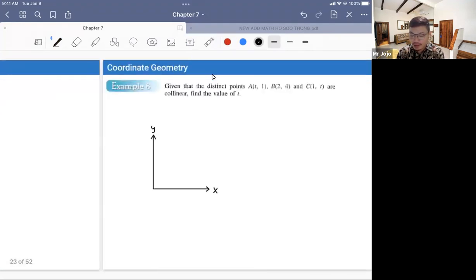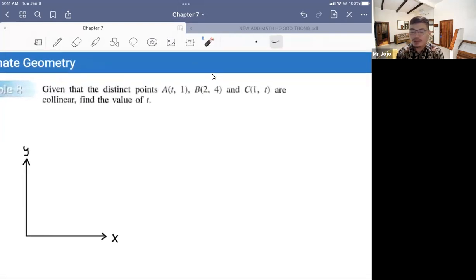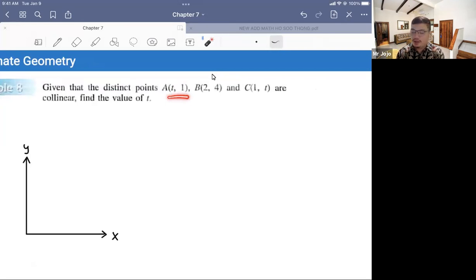Now let me jump to number 8. Let's have this question. Given that the distinct points A at T, 1, and then point B at 2, 4, and then C at 1, T are collinear, find the value of T. Now, what's the new word here? The word collinear, what does it mean? Collinear, what does it mean?